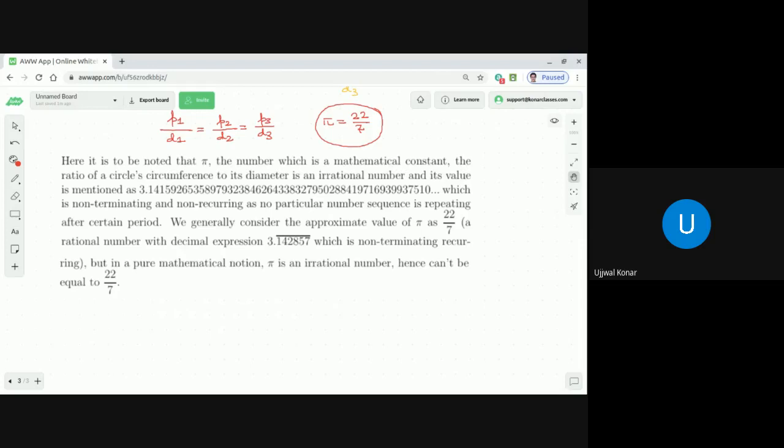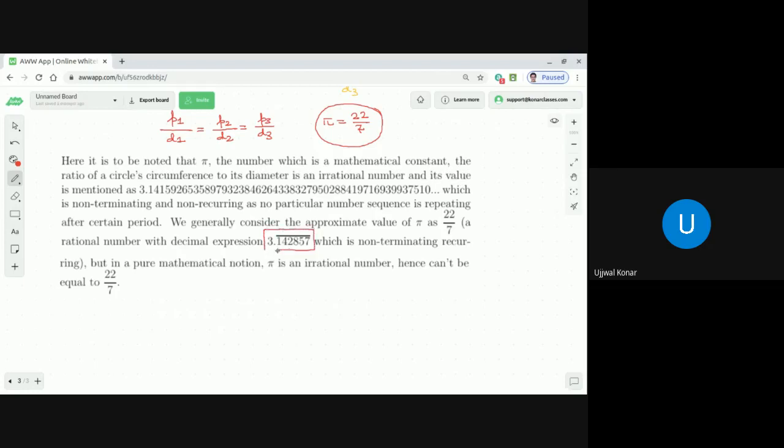We generally consider the approximate value of pi as 22 by 7, which is a rational number with decimal expansion 3.142857. Okay, if you divide 22 by 7, what will you get? 3.142857, 142857, 142857, and so on. That means 142857 is actually repeating, that is recurring. And that's why for a symbolic representation, we put a bar on that number, 142857, to represent it.